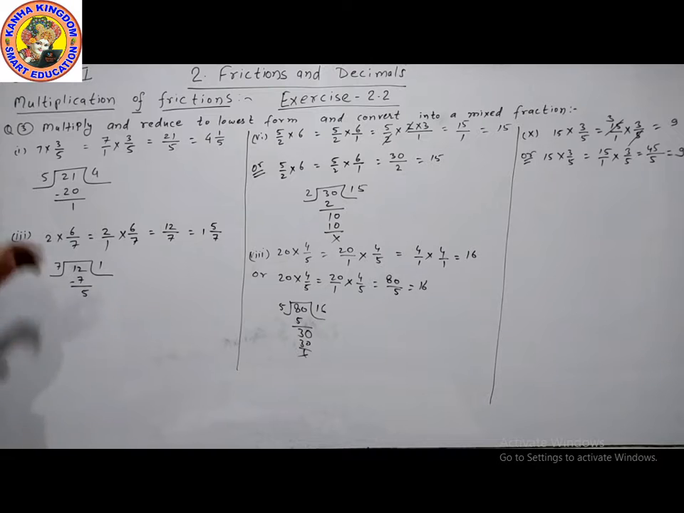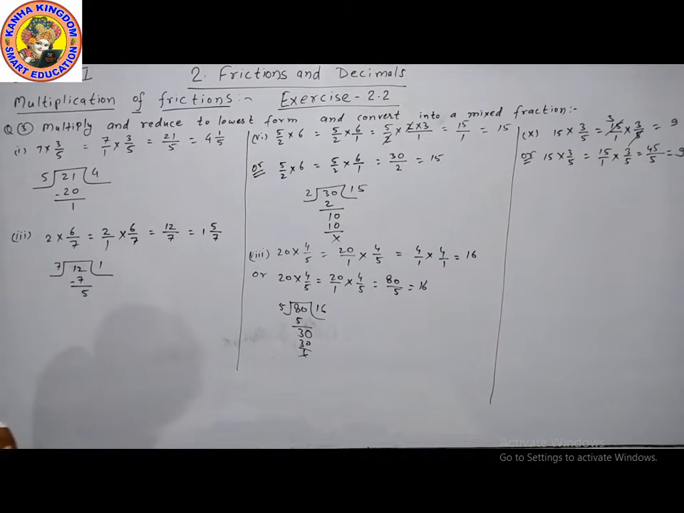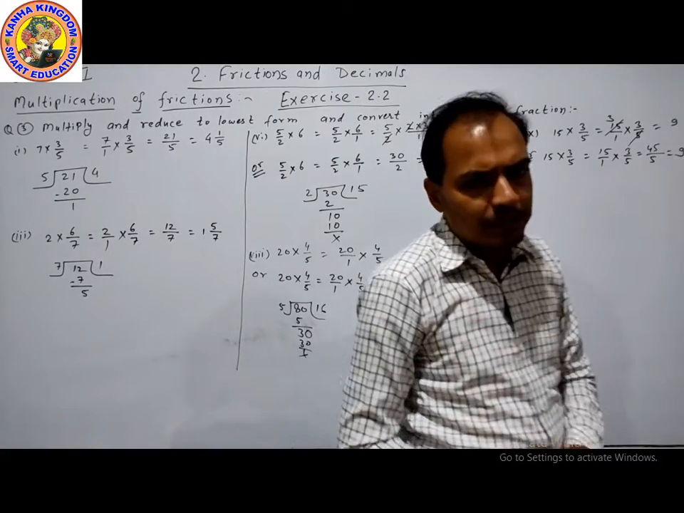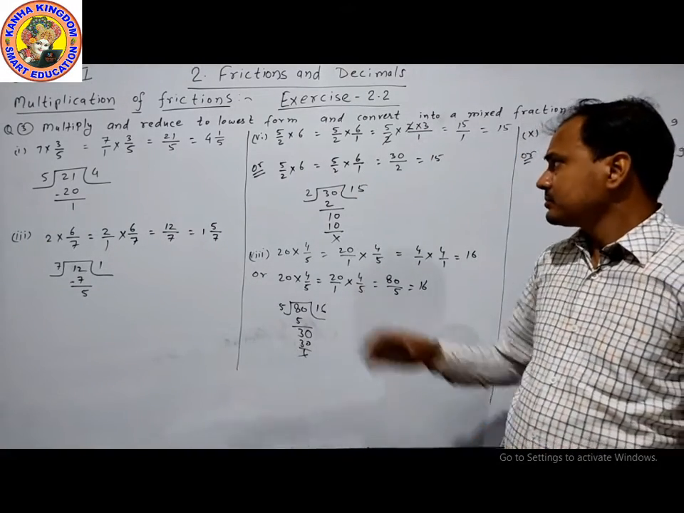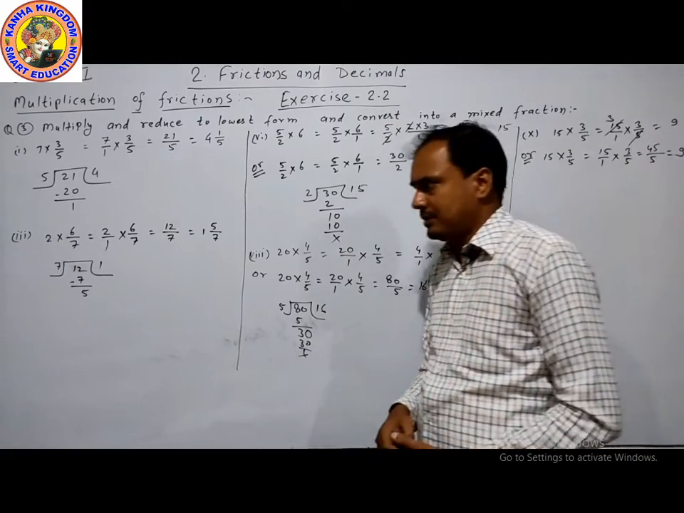Let us go from the beginning of the question, saying: multiply and reduce to lowest form. Multiplication in fraction numbers is done on the numerator and denominator parts separately, then convert into a mixed fraction number.